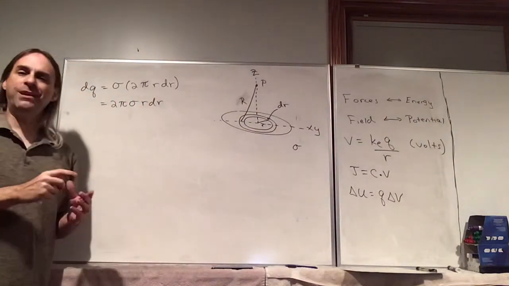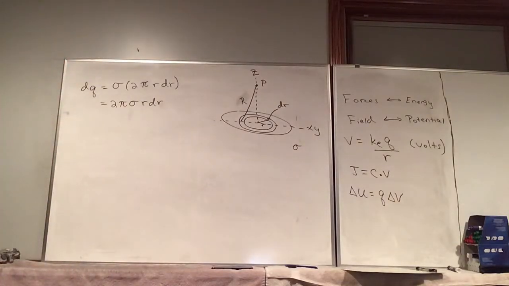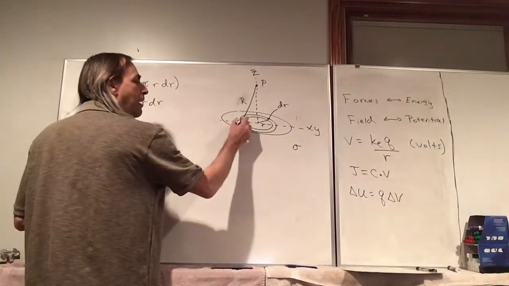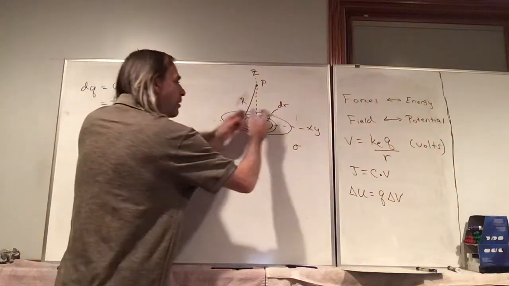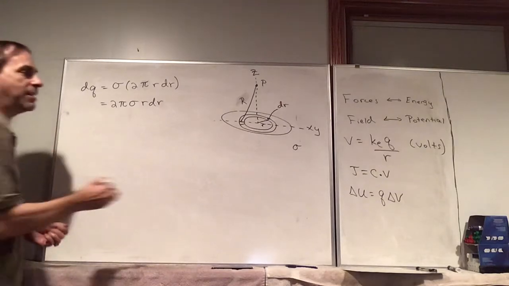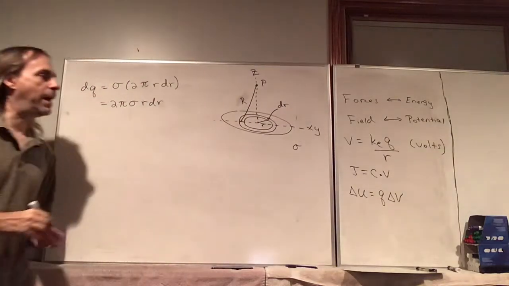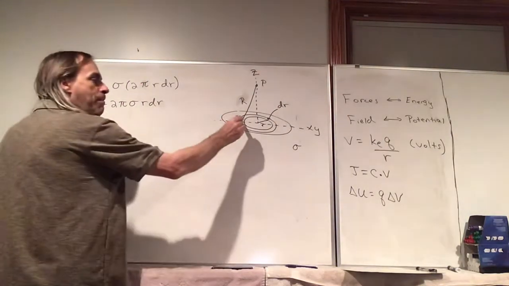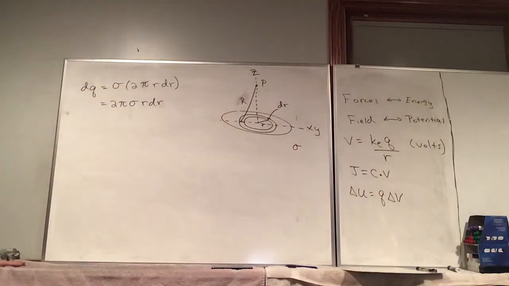Now, in doing this integral, we're integrating over an area. And so really we should consider a little element of dq, and then integrate around the ring, and then integrate the rings across the entire disk. However, we don't need to do that in this case, because every point on this ring is the same distance from point P. And we're talking about scalars here, so the only thing that matters is the distance.